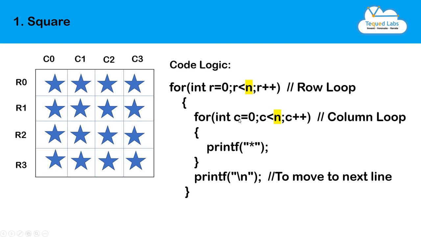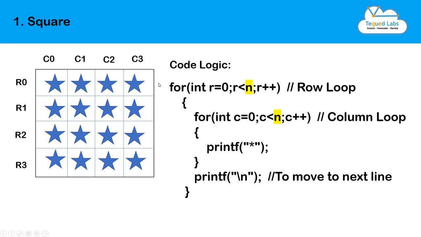We have considered small c as a variable here, which is going to start from 0 and it is going to go all the way up to n, but not equal to n. That is why it is less than here. Now we are going to print the pattern, and we are going to have one more print statement outside the column loop in order to come to the next line. As you can see here, when r is 0, c is 0, print. When r is 0, c will be 1, print. c2 print, c3 print.